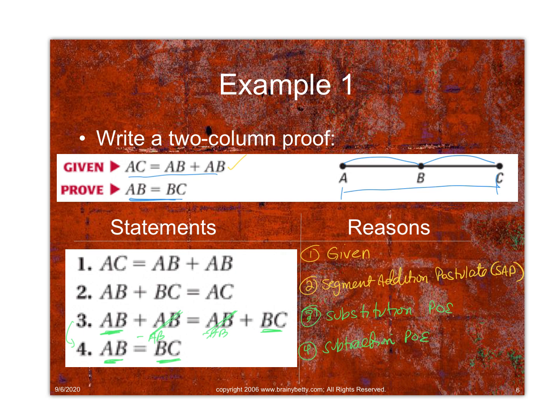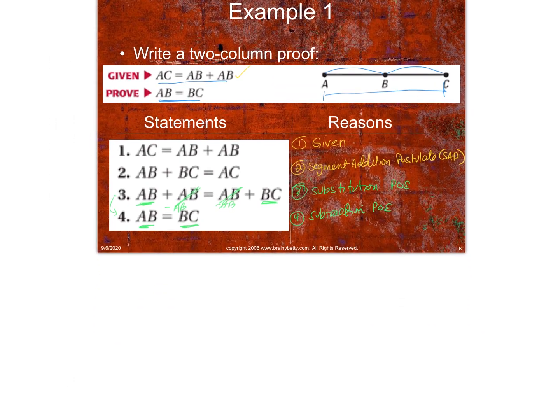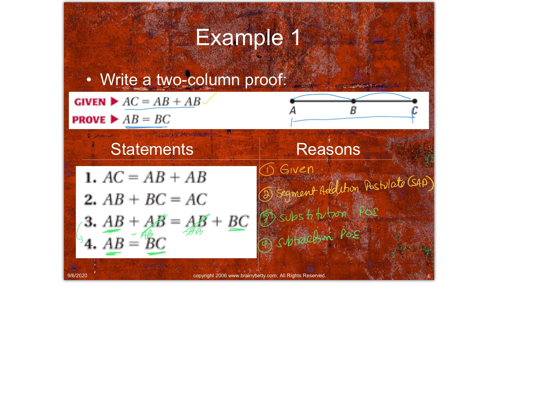Now I probably would have done this a little differently, like I told you. I would have had step 1 again be AC equals AB plus AB, no problem there. Step 2, I would have kept AC on the left, and I would have said AC equals AB plus BC. That still would have been segment addition postulate. This still would have been the given. Now that I have AC on the left, I would have subbed AB plus AB in for that, equals AB plus BC.